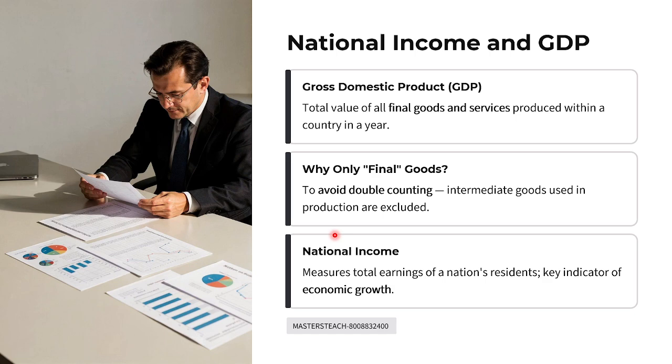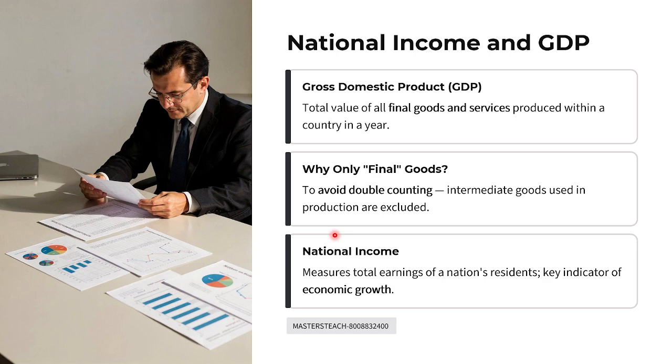Then national income and GDP. What is GDP? GDP stands for gross domestic product. It is the total value of all the final goods and services produced within a country in a year. Whatever is produced, the final goods, final products you have to remember, and services.